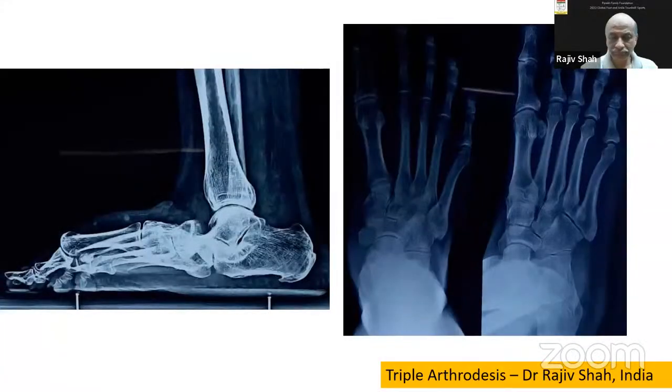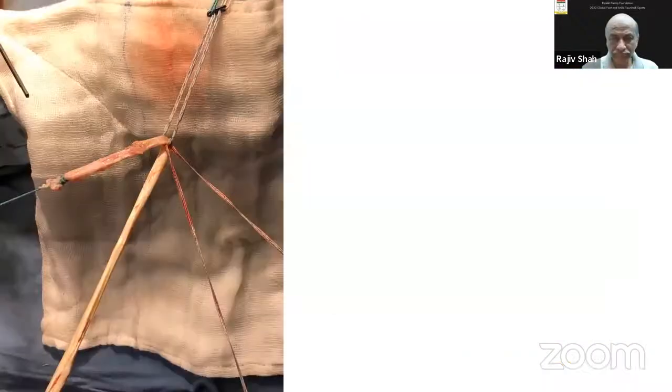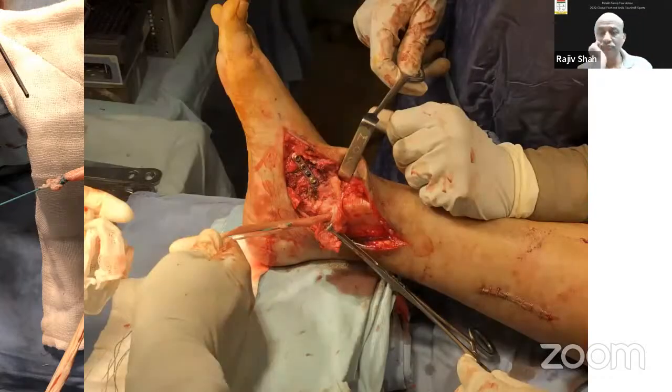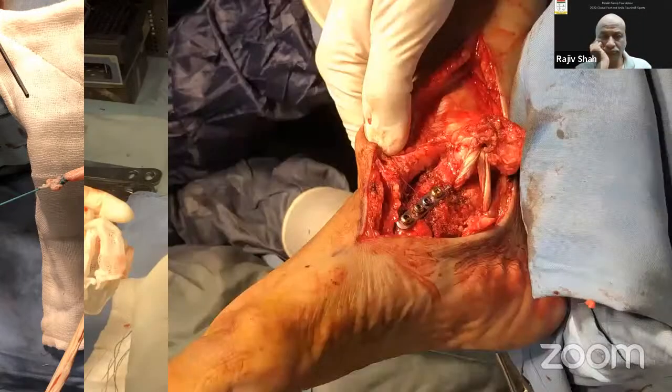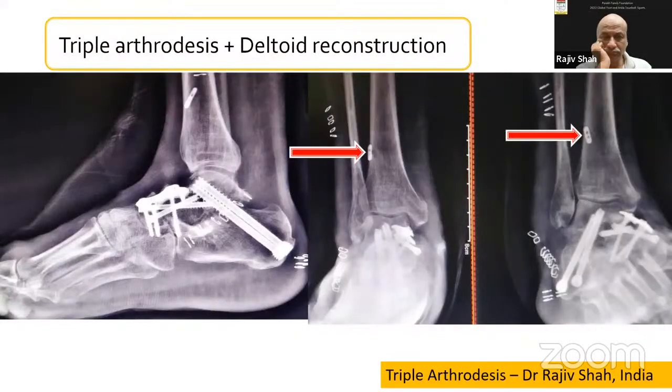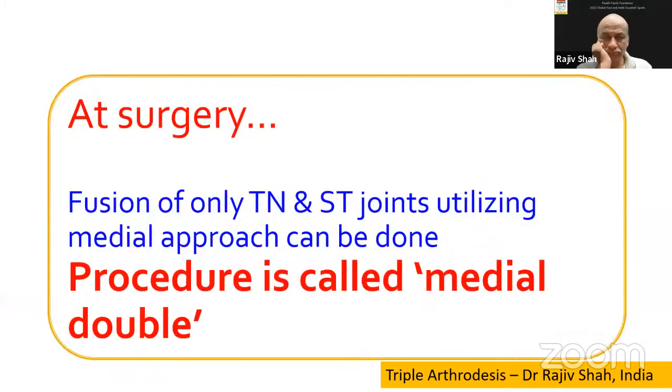This patient with a bad stage 3 flat foot was treated with a deltoid reconstruction followed by subtalar fusion and talonavicular fusion. Likewise, the deltoid was reconstructed with a hamstring graft. So you see triple arthrodesis plus deltoid reconstruction.